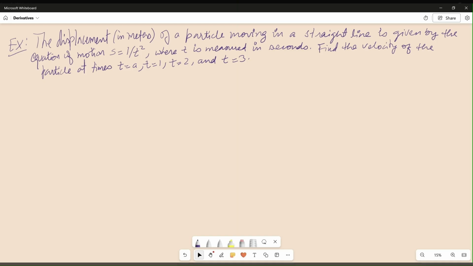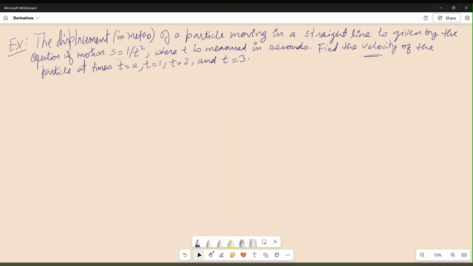Because the most common mistake students make for these kinds of problems is that when they see this function, they just start putting these values in it and think that's it. But it's important to remember that we've been asked about velocity.